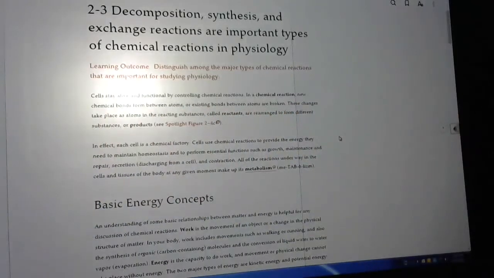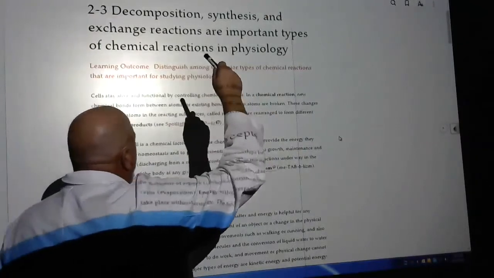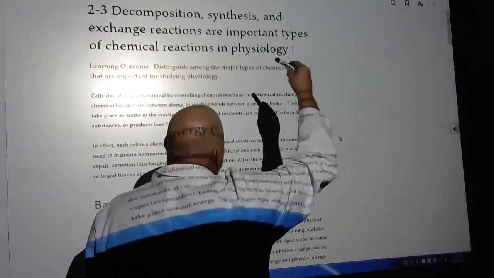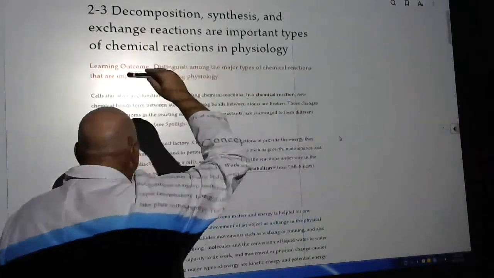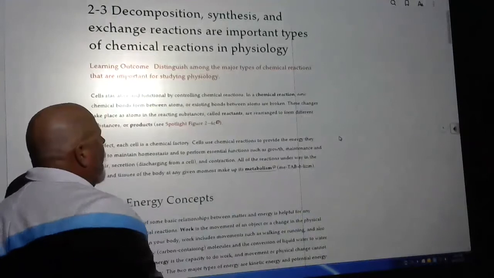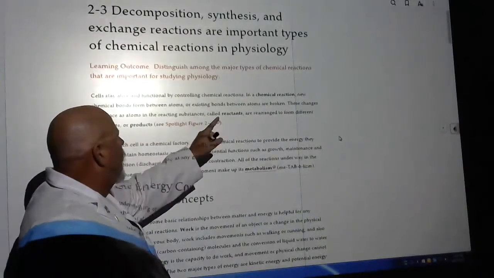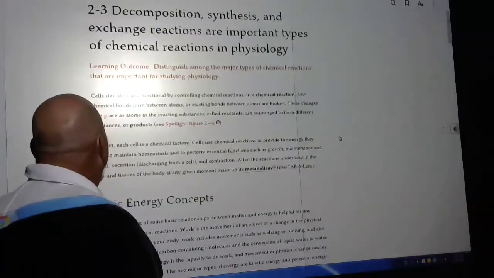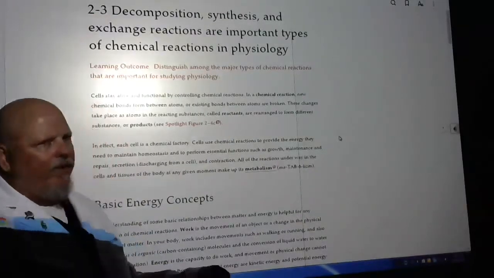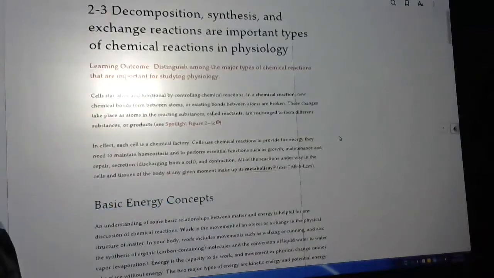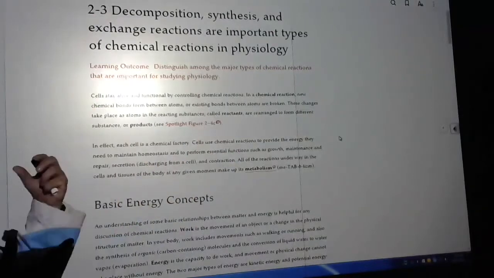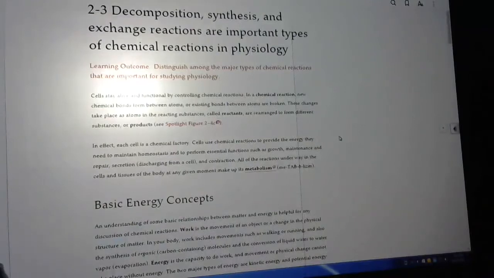Okay. All right, so chemical reactions. Cells stay alive by functioning and controlling chemical reactions, which is metabolism. In a chemical reaction, new chemical bonds form between atoms and existing bonds between atoms are broken. These changes take place in atoms where the reacting substances, called reactants, are rearranged to form different substances called products. So whatever I'm starting with is the reactant, and what I end up with is the product. The byproduct could also be called metabolism or metabolites. Okay, metabolites.